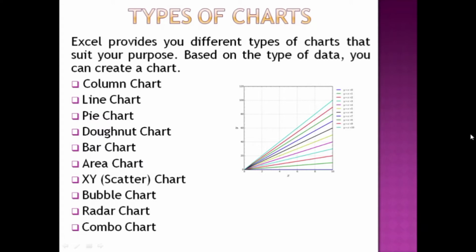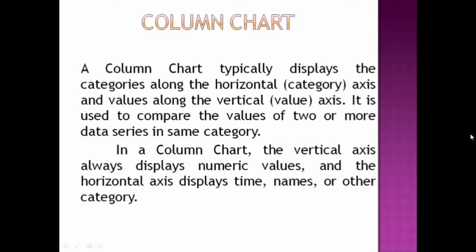Here, the different types of charts are as follows: column chart, line chart, pie chart, donut chart, bar chart, area chart, XY scatter chart. Here, the XY chart is also called the scatter chart, then bubble chart, radar chart and the combo chart. So, our first type of chart is the column chart.